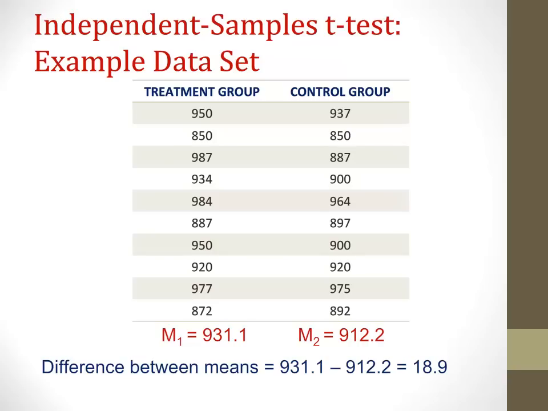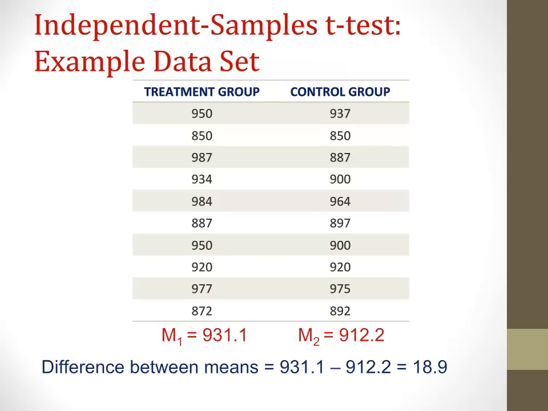And as you can see, we can compute the mean score for each group, and then we can find out the crucial difference between the means. See it here, it's 18.9.